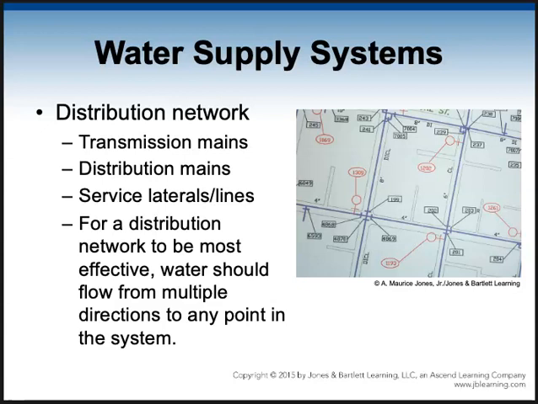So for a distribution network to be effective, you've got to have it flow from multiple points to any point in the system. So what we're going to do is make it a loop system. And the plumbing is all connected with valves here and there. That way, if one street has a break, we can shut down the valves, but the water still gets to most of the community by other ways, because it's a loop system. It's going through many different pipes to get to the whole community.